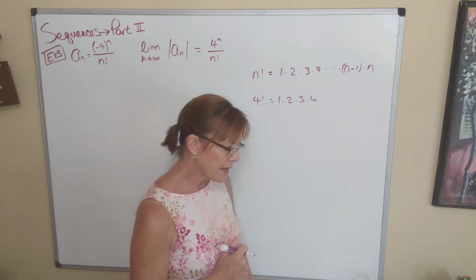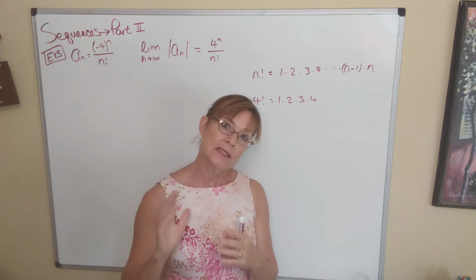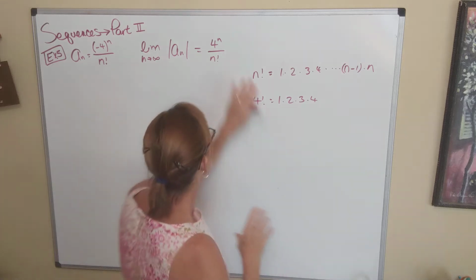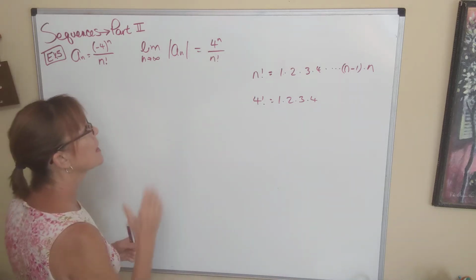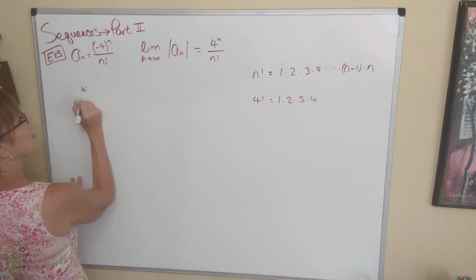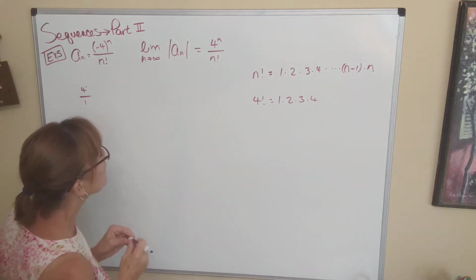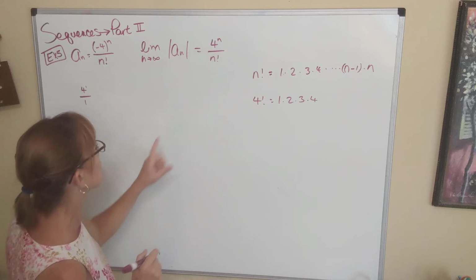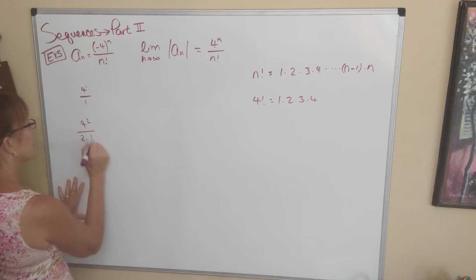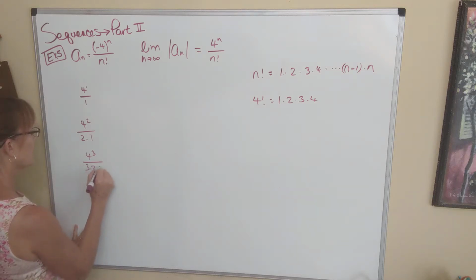So what we can do here is write out a few terms. That's going to help us reason through this one because it's not as simple as L'Hopital's rule or something like that. So let's write out a few terms. When n is 1, we get 4 to the 1 over 1 factorial, right? And then when n is 2, the second term would be 4 to the 2 over 2 factorial. And the third term would be 4 to the 3 over 3 factorial.